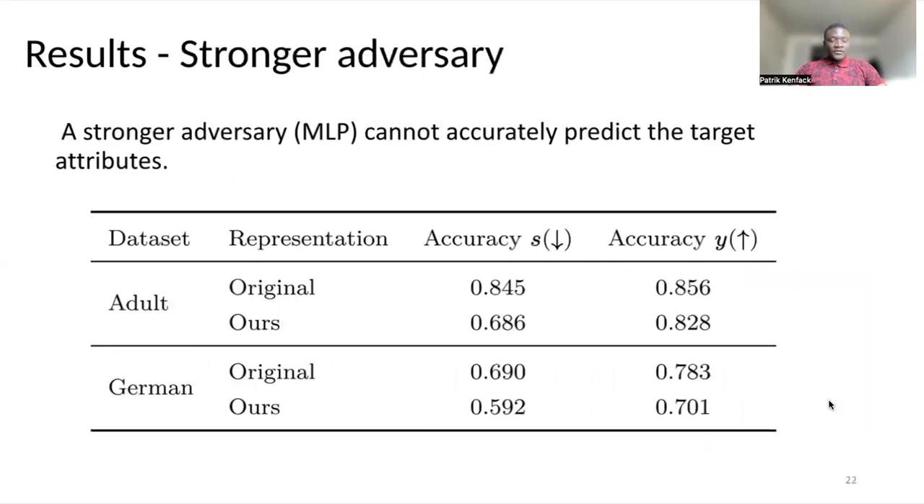And then we also check the adversary. In the previous assessments, we used just a logistic regression adversary that tries to predict or reconstruct the sensitive attribute. So here, by using a stronger adversary, such as a neural network, we see that our method still does not encode much information about the sensitive attribute. Even the stronger adversary cannot accurately reconstruct the sensitive attribute, while we can still preserve slightly better performance from the model.